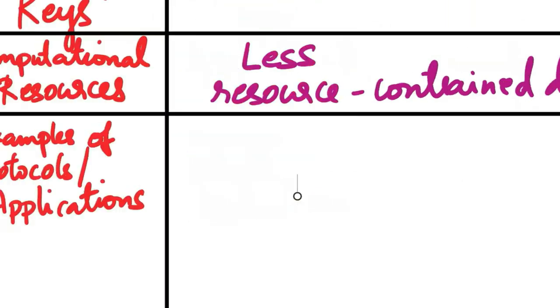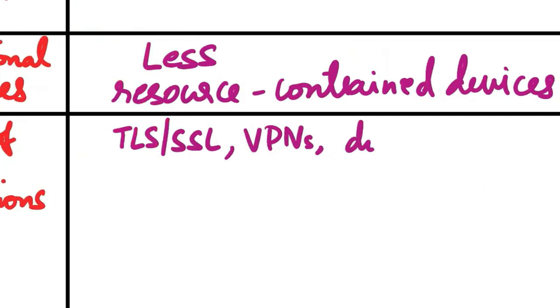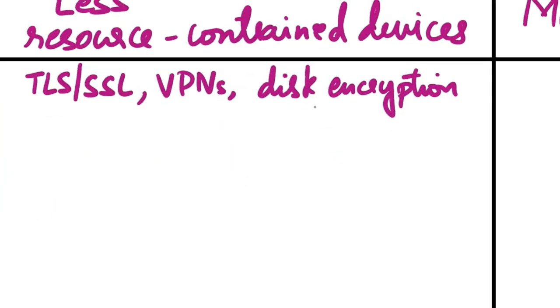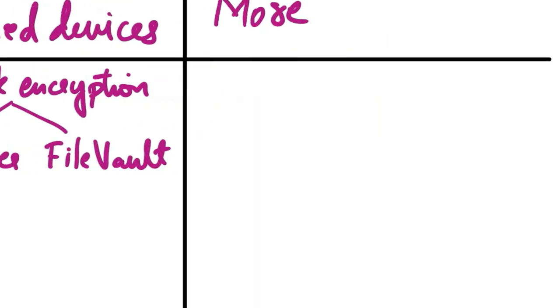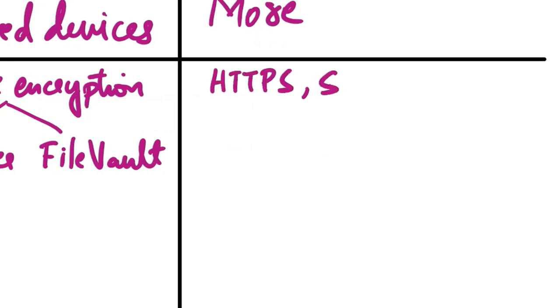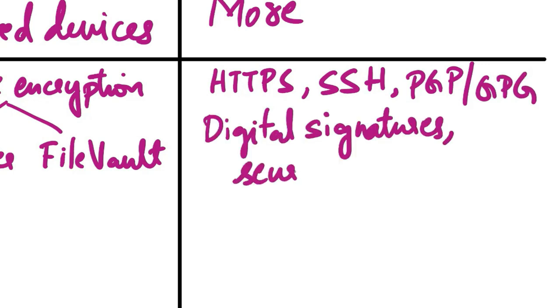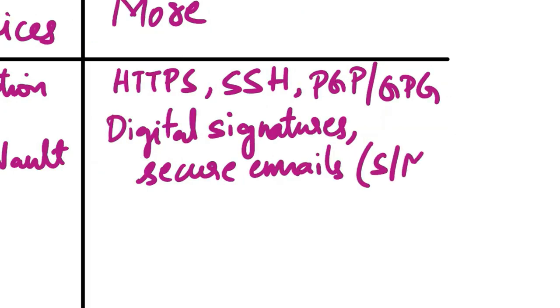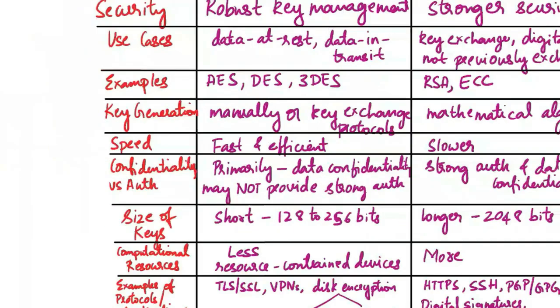Symmetric cryptography is used in protocols like TLS, SSL, VPNs, and disk encryption. Disk encryption examples include BitLocker and FileVault. Asymmetric cryptography is applied in HTTPS, SSH, PGP, GPG, digital signatures, and secure emails, like for example, S/MIME. So this is the comparison between symmetric and asymmetric cryptography.